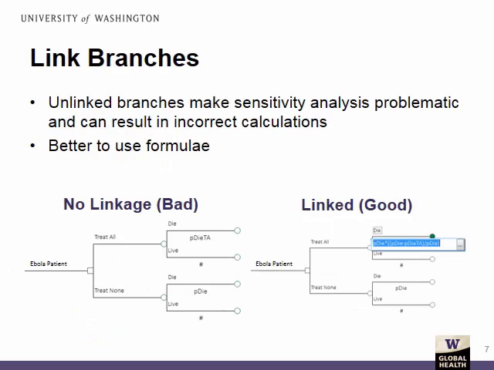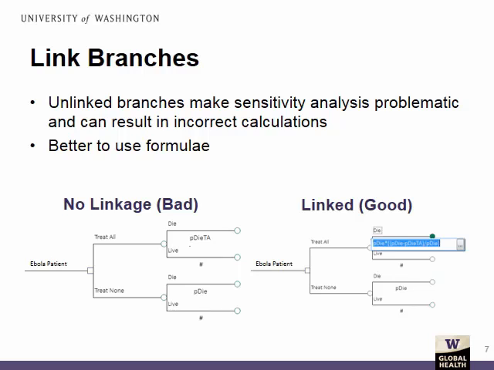The next recommendation has to do with branch linkage. Branch linkage means using formulas to link the different branches of the decision model. The reason is that unlinked branches make sensitivity analysis problematic and can lead to incorrect calculations. And here is an example of a model.